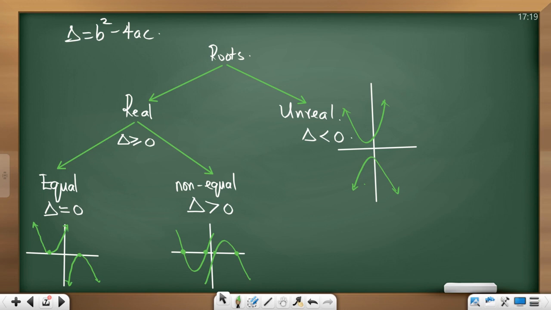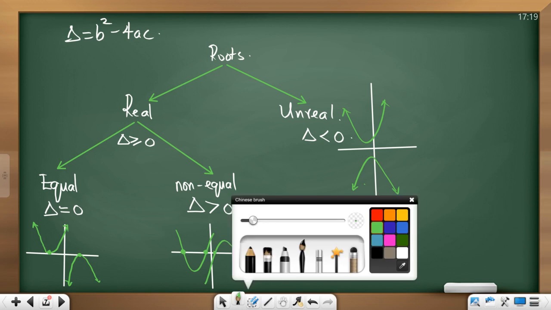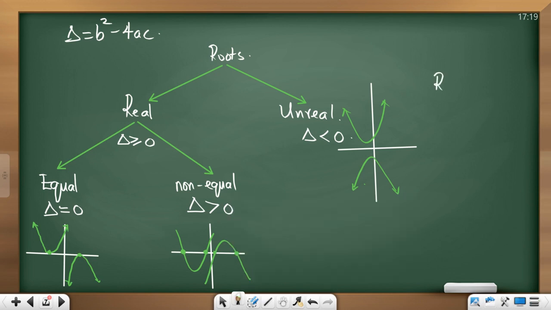Okay, so we can then look at the next question. Let's look at the next question. But let me quickly add something to this. For the root to be rational, you'll always find this as well. They'll ask you, the roots are rational. Let me just add this.